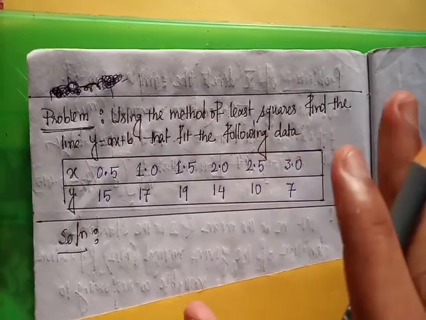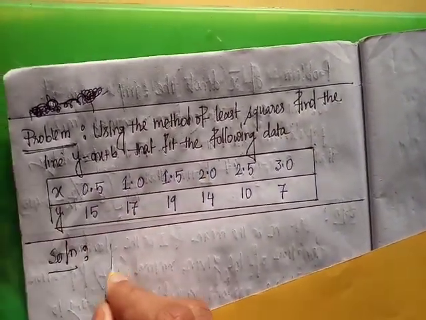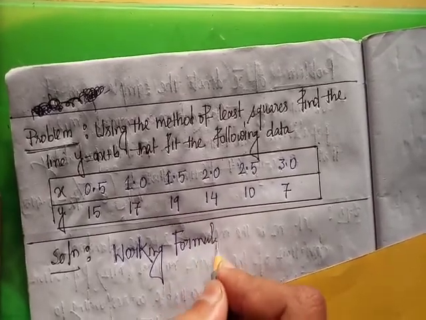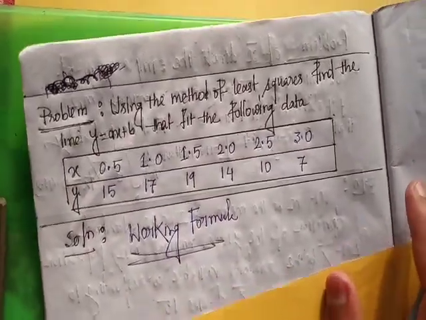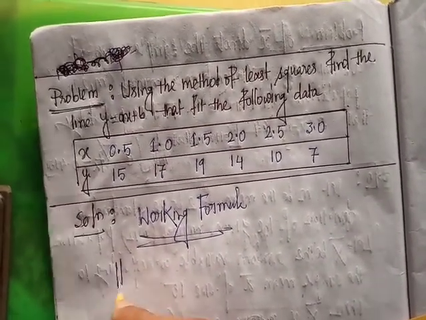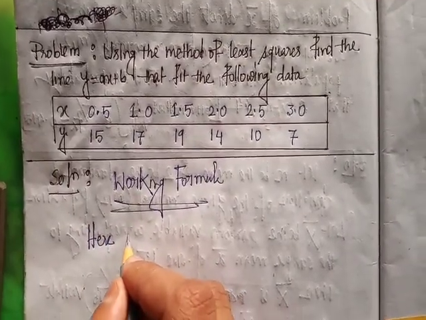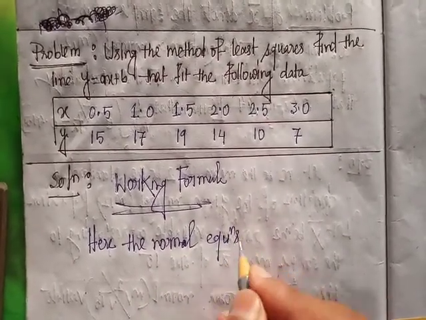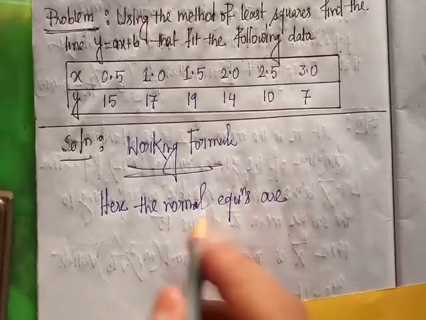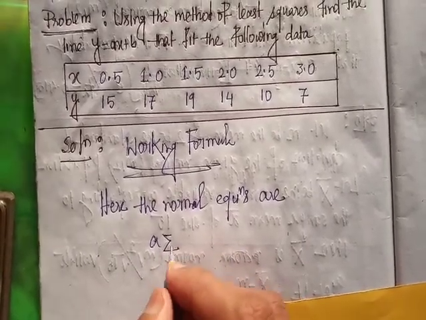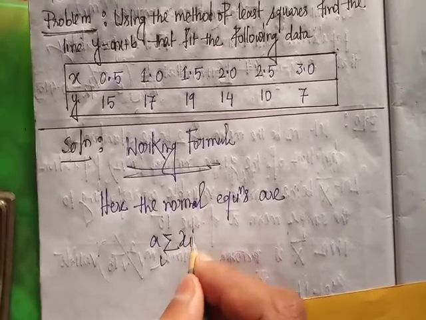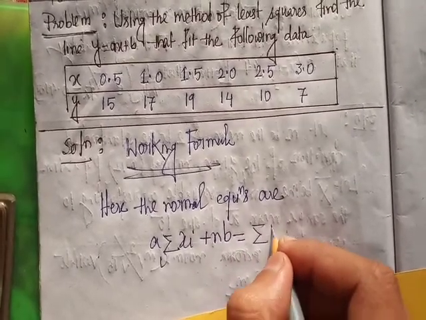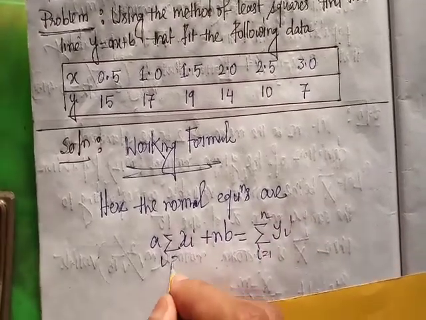We already discussed the normal equations. The working formula: the normal equations are a summation over i of xi plus n into b equal to summation over i of yi, with i running from 1 to n.